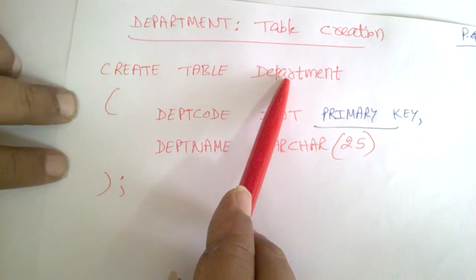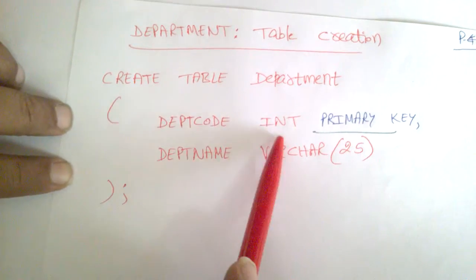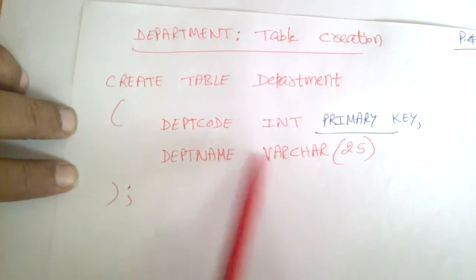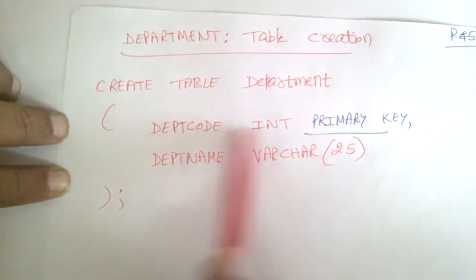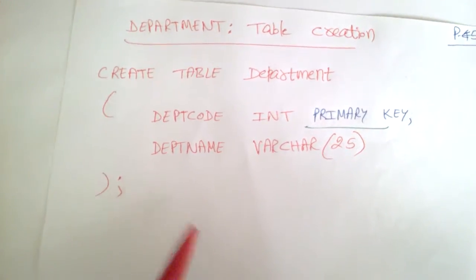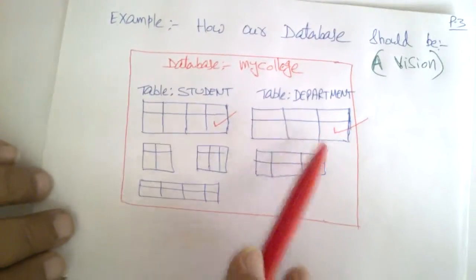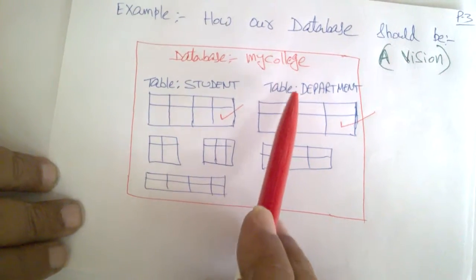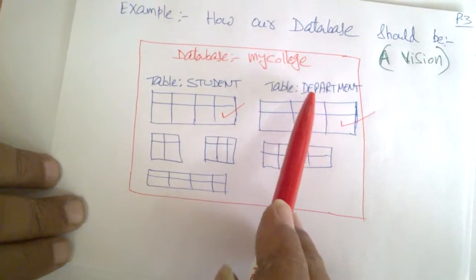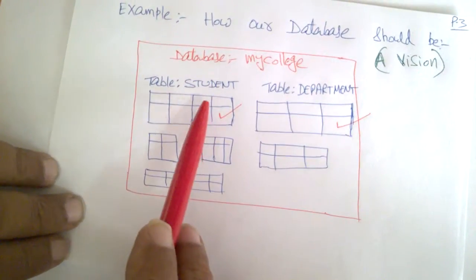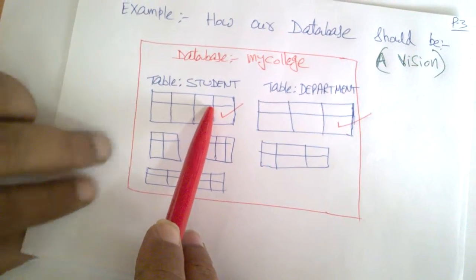This department contains two columns. These are the two columns. This is an integer department code and a character department name, and this is a primary key. So what we have accomplished so far is that we have created a database, and in that database we have added the table called department. Our next task is to create the table called student.